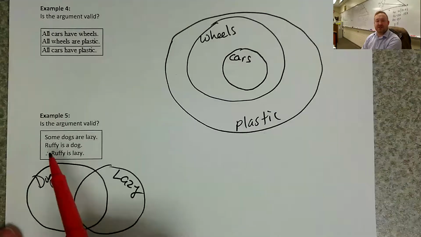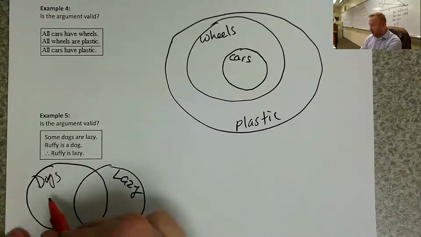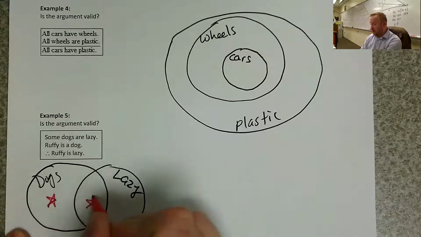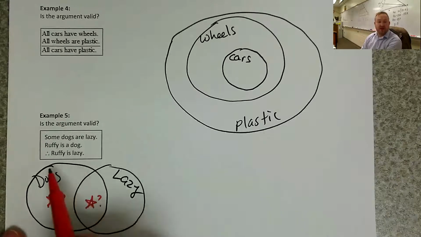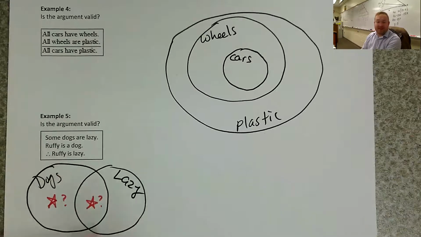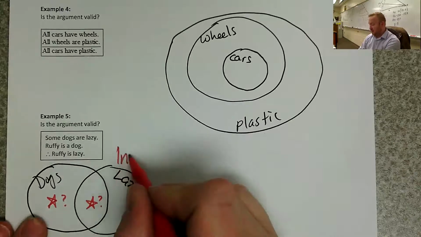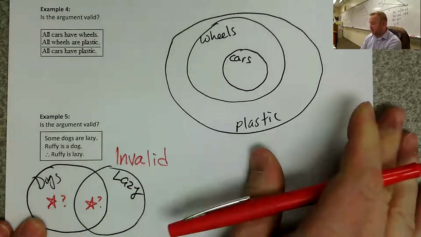Now, the next premise is that Ruffy is a dog. Now, I don't know whether to put Ruffy out here or in here. I don't know which place to put him. So the conclusion that Ruffy is lazy, no, I don't know that. He might not be. Only some dogs are lazy. Ruffy's a dog. Maybe he's one of the dogs that are not lazy. So I would say this is an invalid argument.